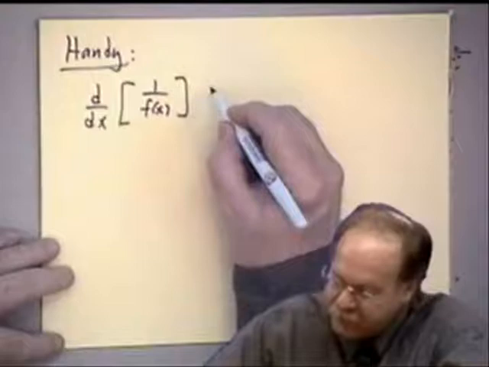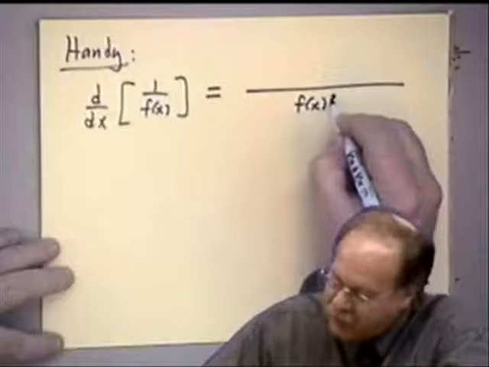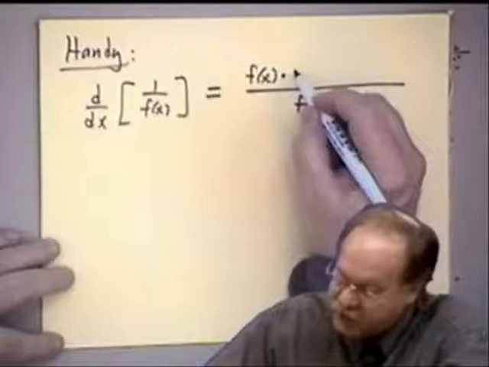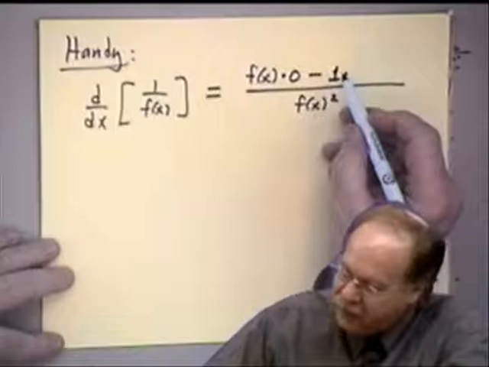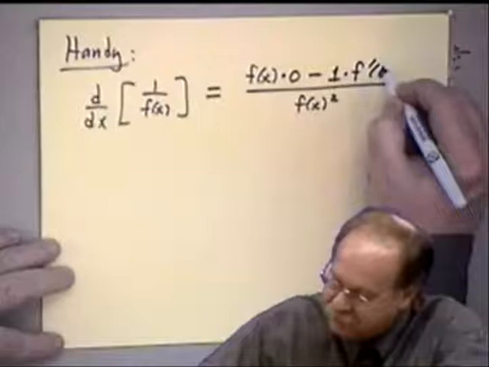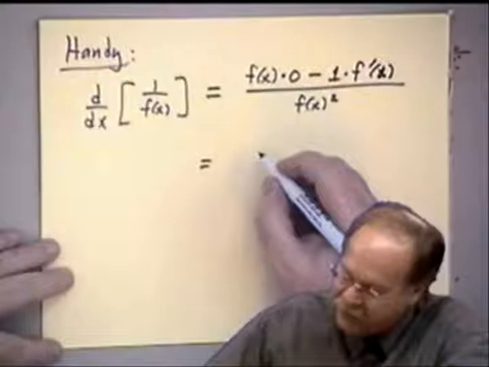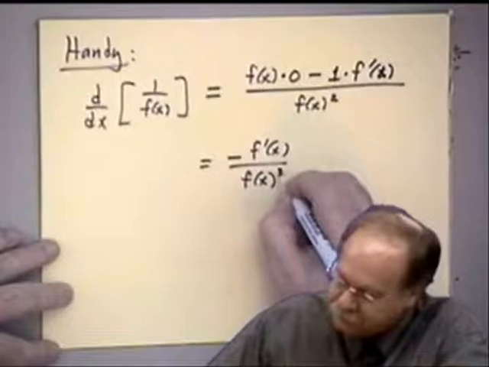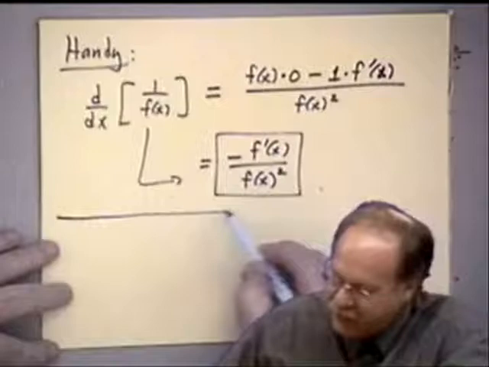By the quotient rule, this should be the bottom squared, f of x squared. Then we start off the top with f of x times the derivative of 1, which is 0. That's what's going to disappear. Minus the top, which is 1, times the derivative of the bottom, which is f prime of x. Since this term here is zero, we can simplify this and say this is minus the derivative of the function over the function squared. So the reciprocal has this as its derivative, and that occasionally becomes useful.